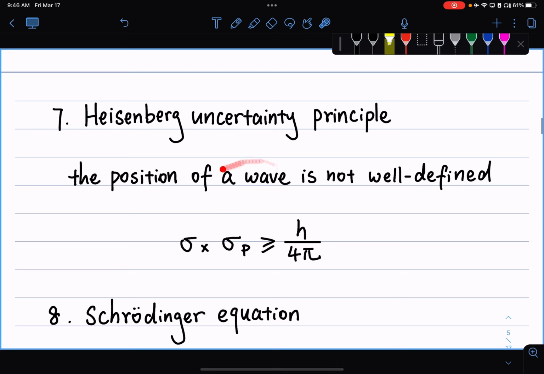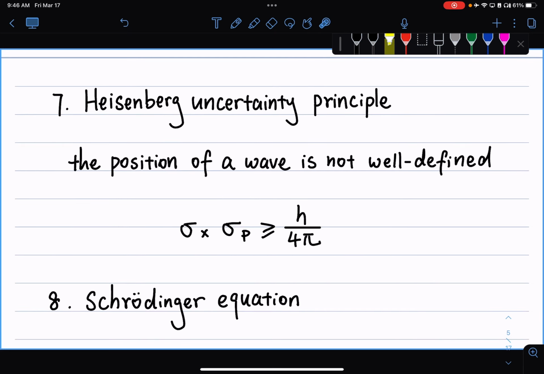And then we introduced the Heisenberg uncertainty principle, where we're saying the position of a wave is not well defined. So if we look at the spread of position and the spread of the linear momentum, when you take the product of those two spreads, you will have a value that's always larger than or equal to h over 4 pi.